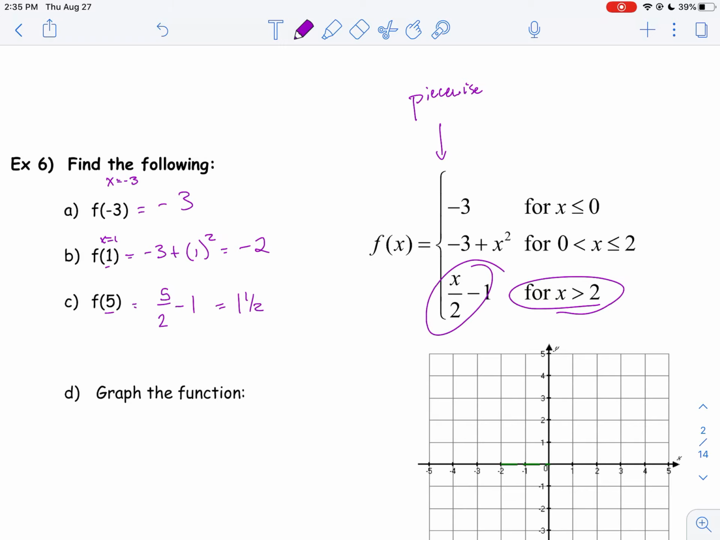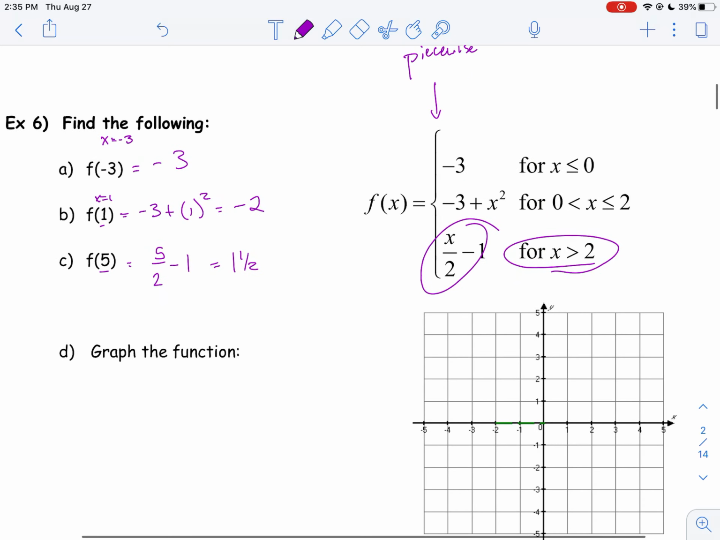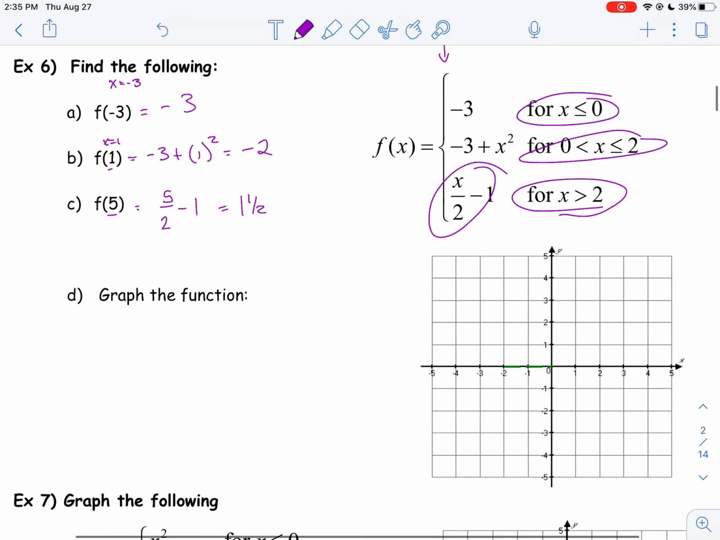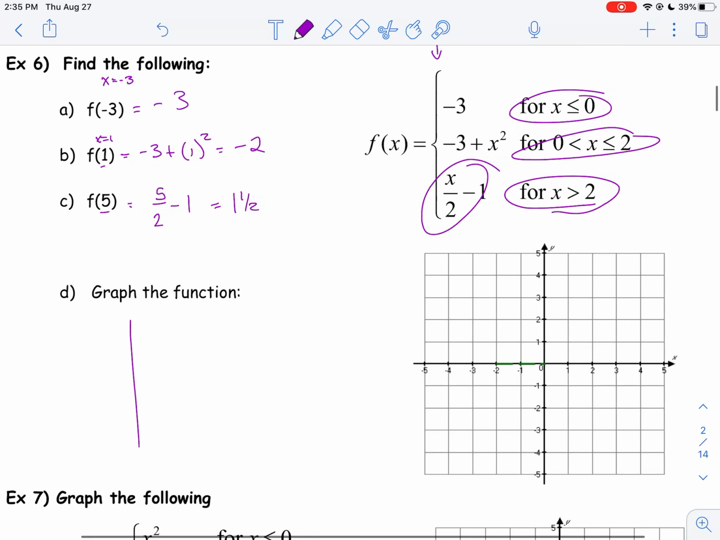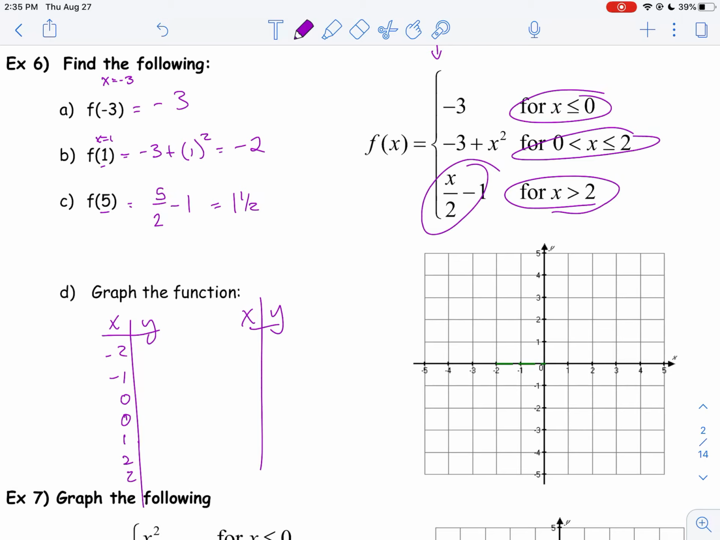Now, to graph the function, there's several ways of doing this. I'm going to show you the table way. Focus here on these numbers. So we're going to want to pick some table values less than 0. So I'll put negative 2, negative 1, 0. I'm actually going to put 0 in twice. I'll explain why in a second. 1, 2. I'm going to put 2 in twice. And then I'll put a couple more, 2, 3, 4.